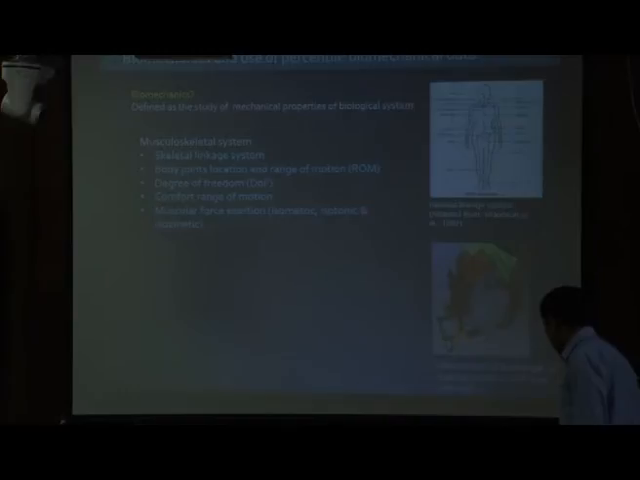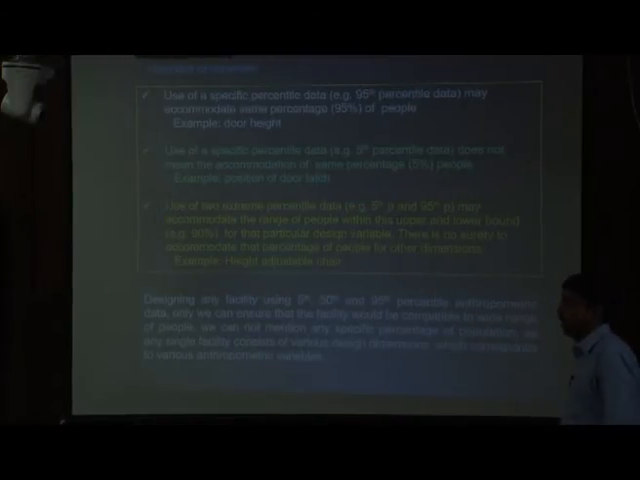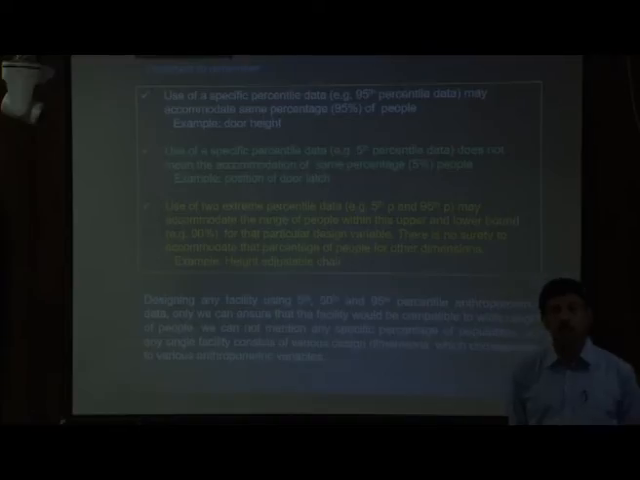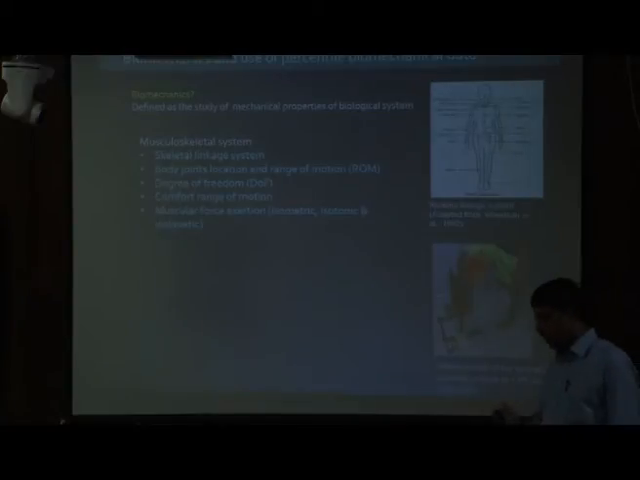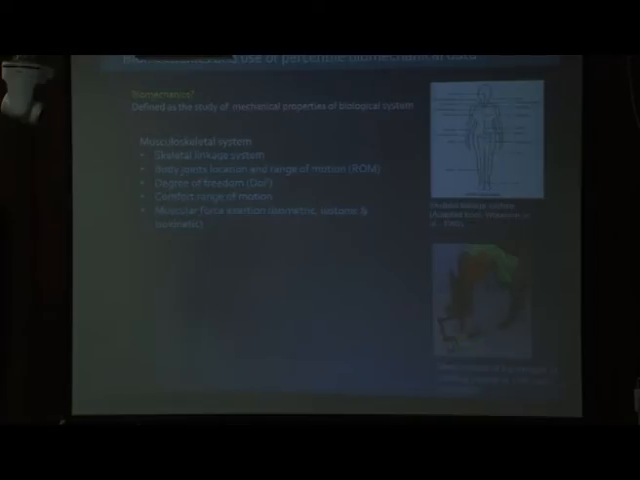Now, after discussing what anthropometry is and how to use percentile anthropometric data for different types of facility or product design, we are moving to biomechanical data. So first, what is biomechanics? Biomechanics we can define as the mechanical property of a biological system. Our human body is a biological system. If we discuss the various mechanical properties of that system, that can be called the study of biomechanics.